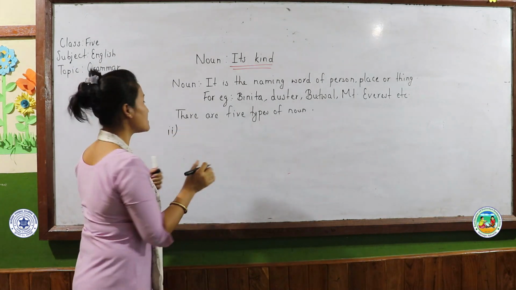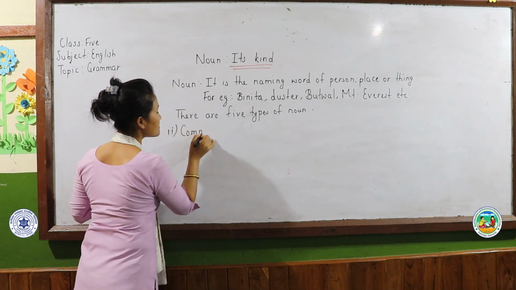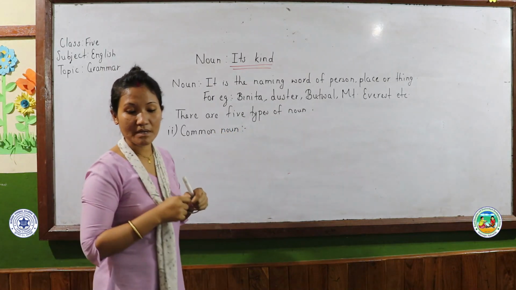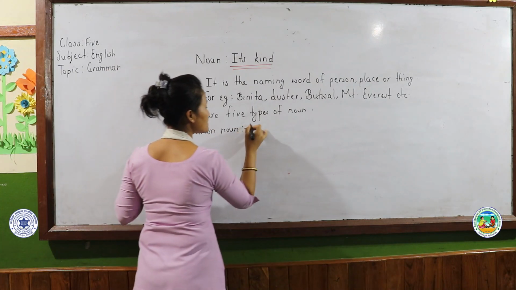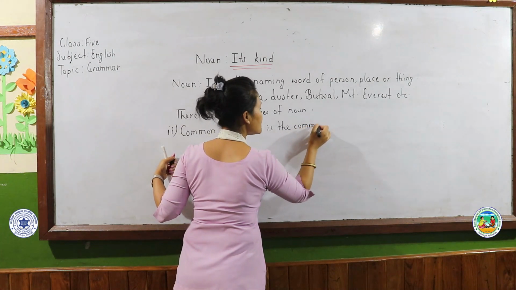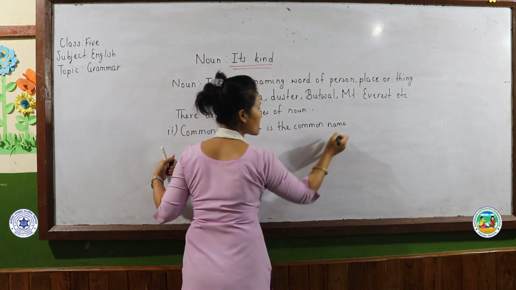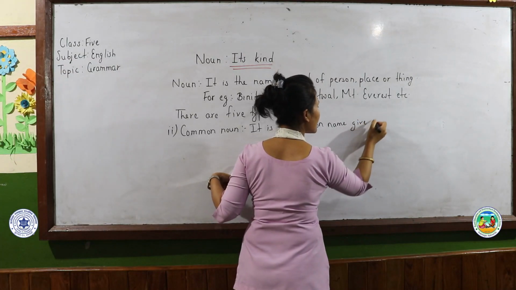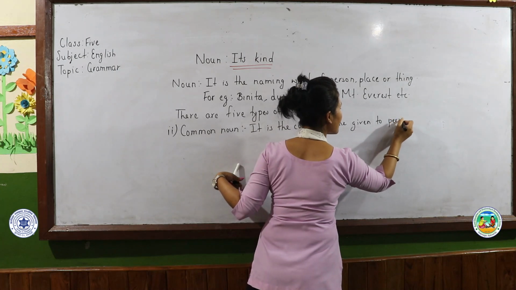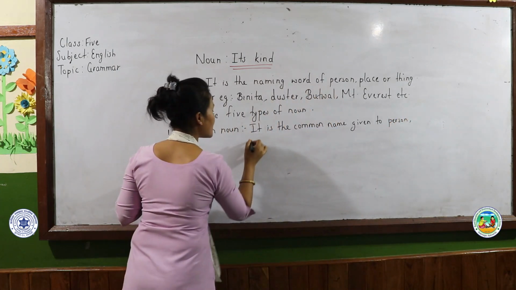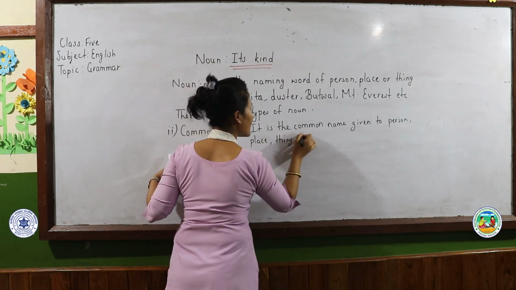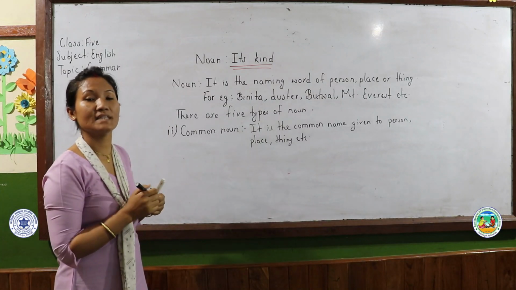Second type of noun is common noun. Now what do you mean by common noun? It is the common name given to person, place, thing, etc. It is the common name.